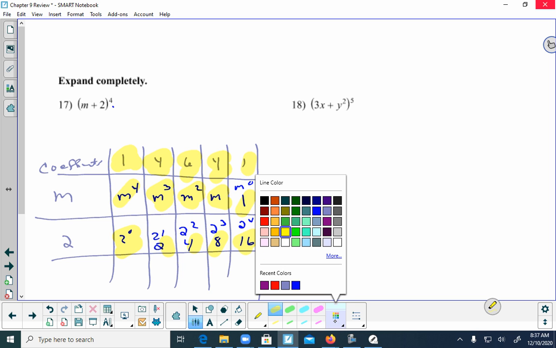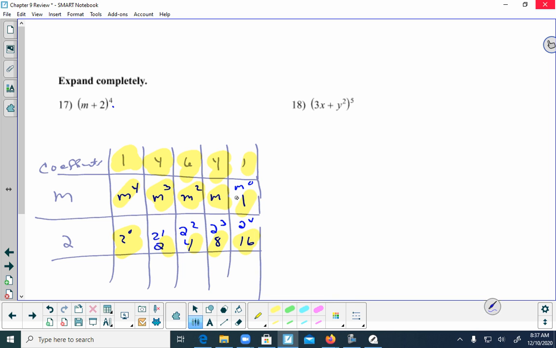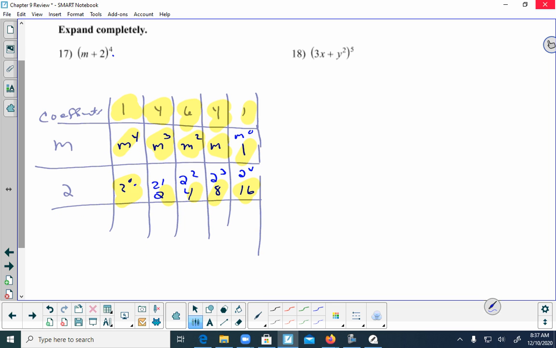And so when I multiply them all, I get, and this is 1, so then I get m to the 4th. 4 times 2 is 8, so plus 8m to the 3rd. 6 times 4 is 24, 24m squared. 8 times 4, 32m. And then 1 times 1 times 16, 16. And that is my whole expansion.